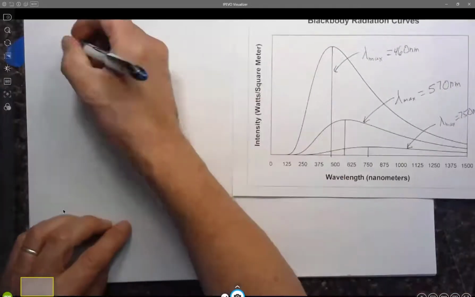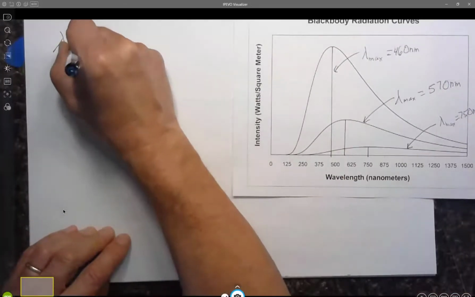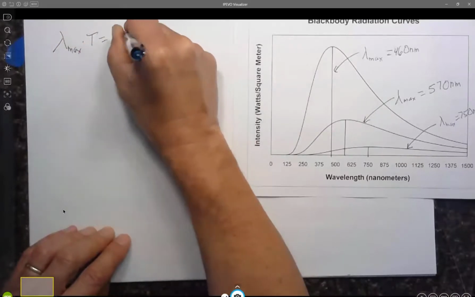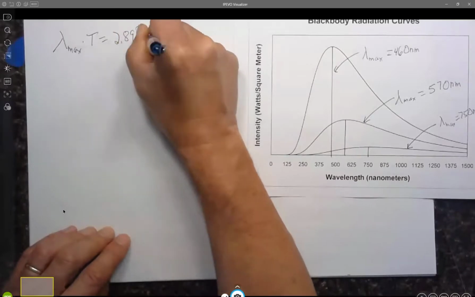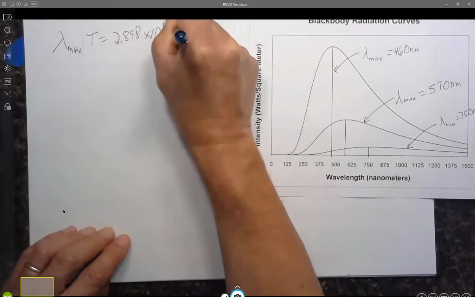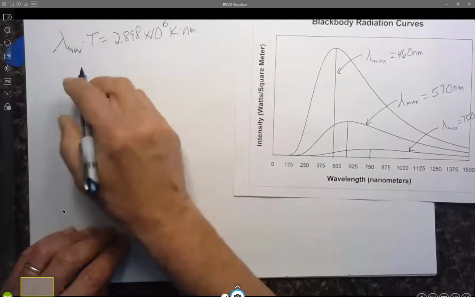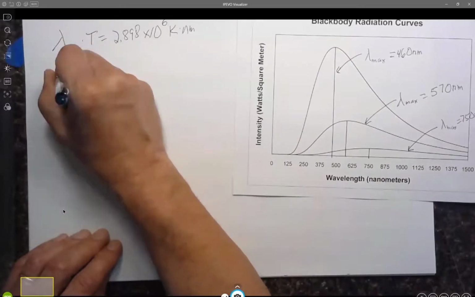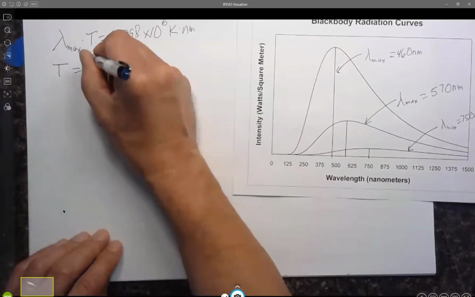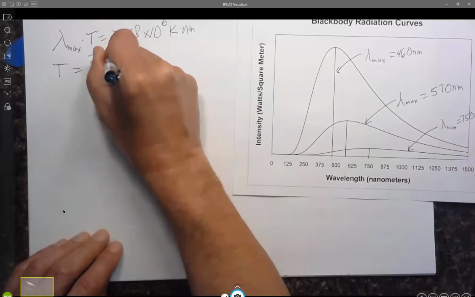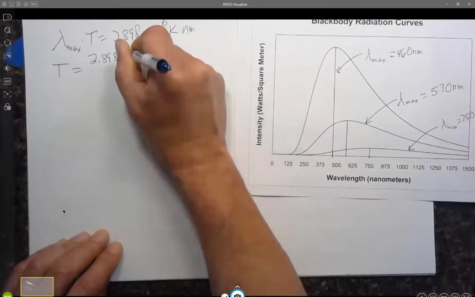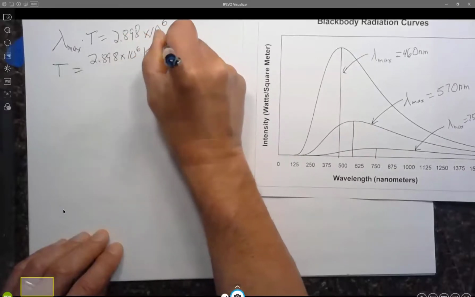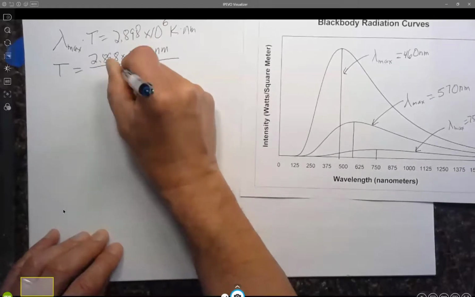Then, here's how I'll use Wien's Law for that. Wien's Law says this: lambda max times T is 2.898 times 10 to the 6th Kelvin nanometers. Or if I solve it for the temperature, I just divide both sides by lambda max, and I'll have T is equal to 2.898 times 10 to the 6th Kelvin nanometers divided by lambda max.